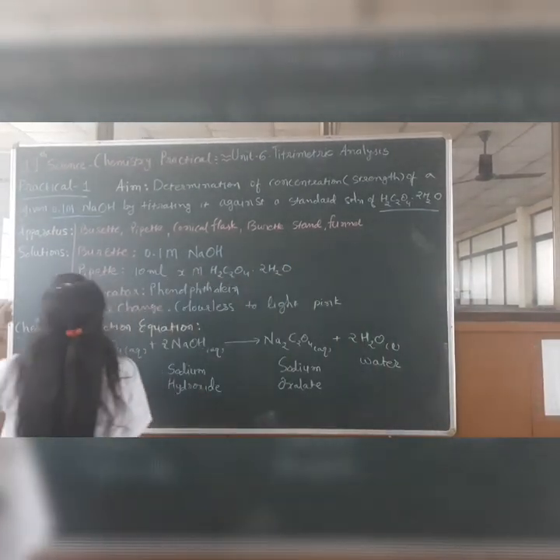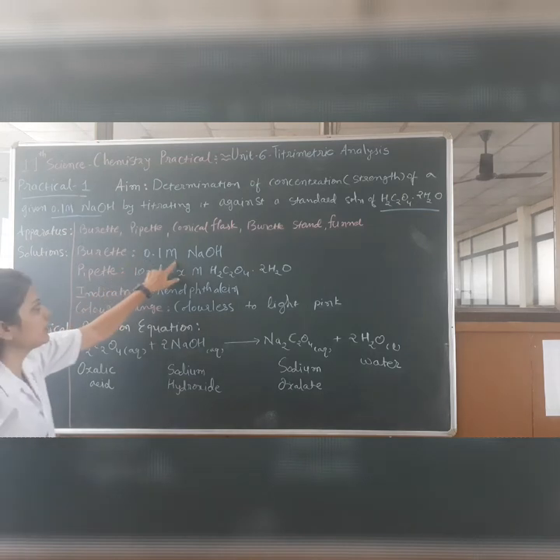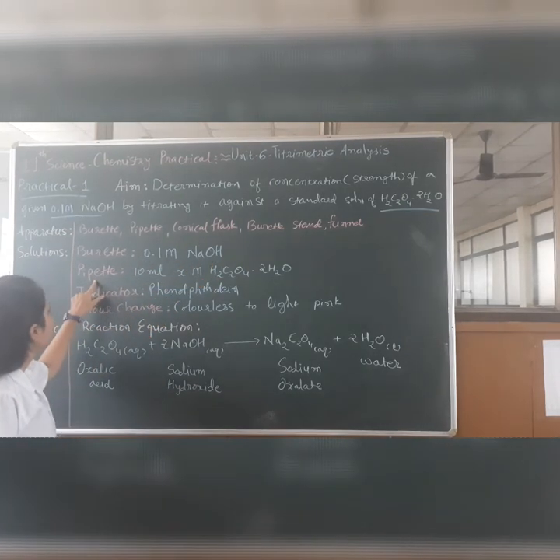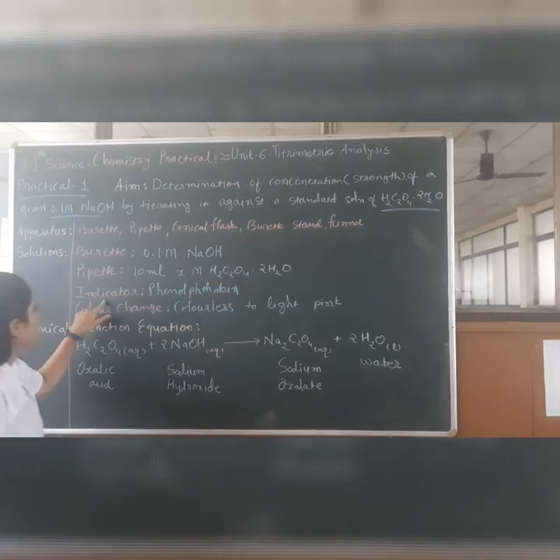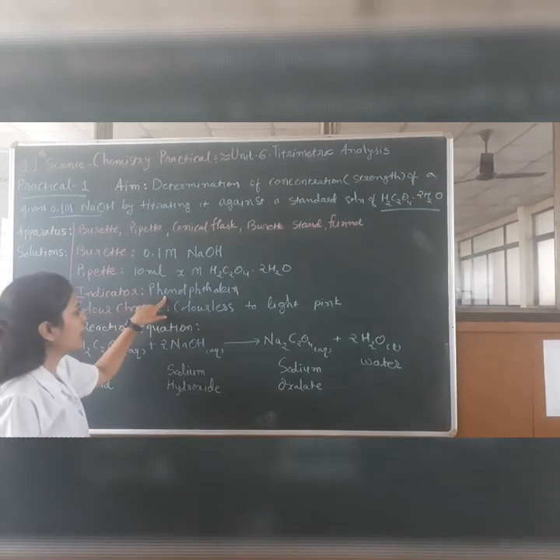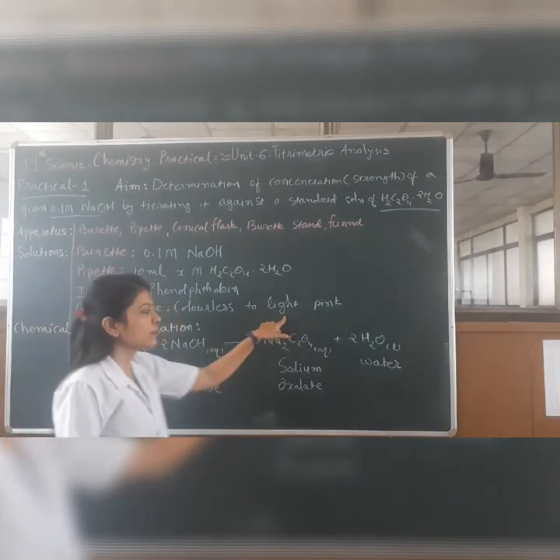Then on the next line you have to write solutions. Burette: 0.1 molar NaOH. Next, pipette: 10 ml of X molar oxalic acid. Indicator: phenolphthalein. Color change: colorless to light pink.